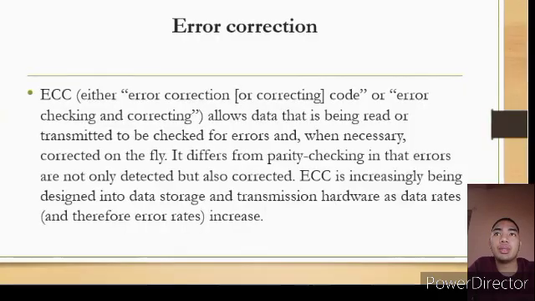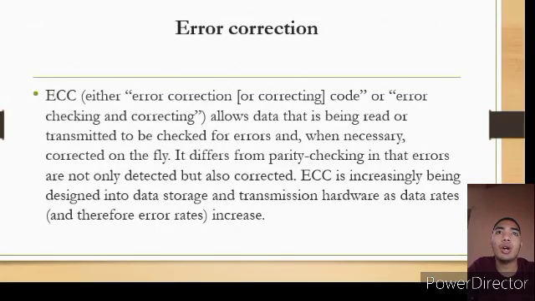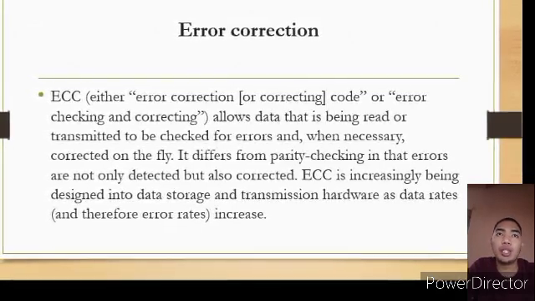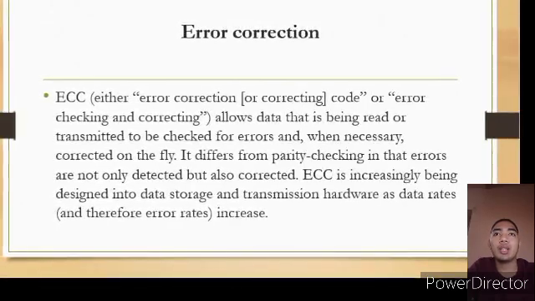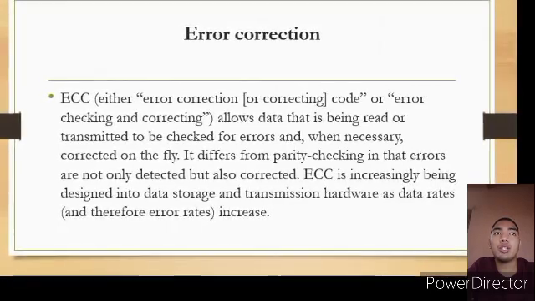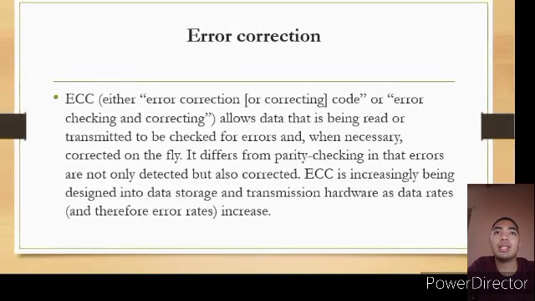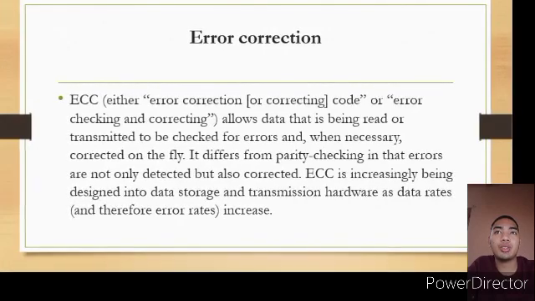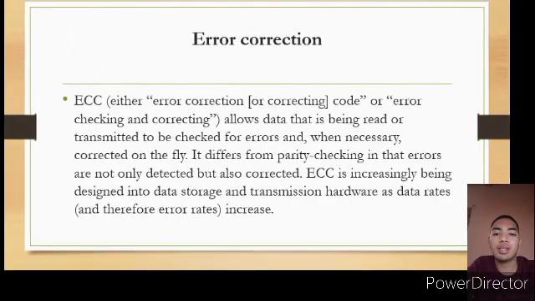Error correction, ECC, either error correcting code or error checking and correcting, allows data that is being read or transmitted to be checked for errors and, when necessary, corrected on the fly. It differs from parity checking in that errors are not only detected but also corrected. ECC is increasingly being designed into data storage and transmission hardware as data rates, and therefore error rates, increase.